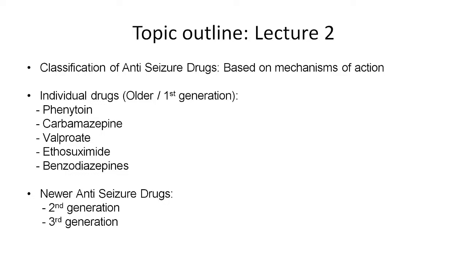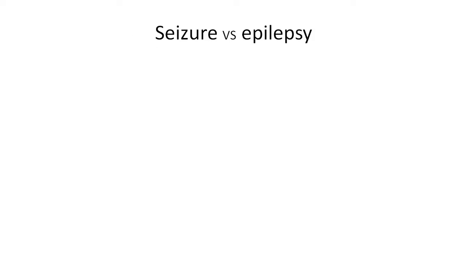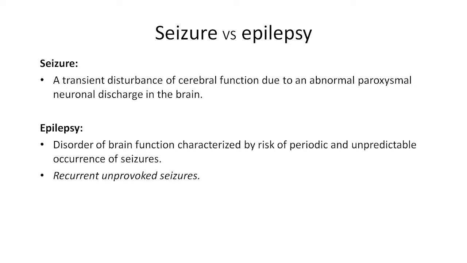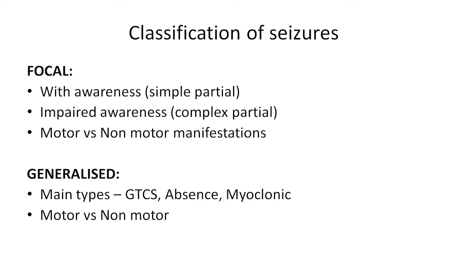Then we have already had a very detailed look at benzodiazepines, and we know that one of the uses of benzodiazepines is as an anticonvulsant or anti-seizure medication. Then we will have a look at a variety of drugs which now belong to the so-called second and third generation of anti-epileptic drugs or anti-seizure medication. Seizure is a transient disturbance, can manifest in the form of motor, sensory or autonomic disturbances. Epilepsy is when you have risk of periodic and unpredictable or unprovoked seizures.